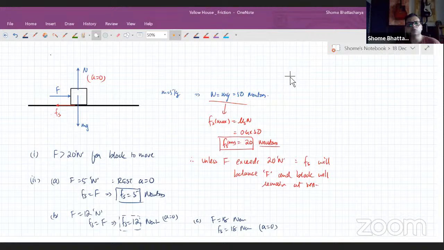Friction is not equal to mu s into N. That is the maximum friction available, which is mu s into N. You're understanding? There's a difference between the two things. One is saying that the friction's value is always mu s into N, but that's not correct. I'm saying that the maximum possible friction I can get is 20 newtons. But how much friction is actually acting depends on what is trying to make the block slip. If a force of 5 newtons is applied, then how much friction will act to prevent it from slipping? Only 5 newtons, because net force should be 0.